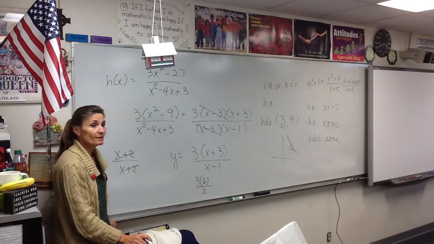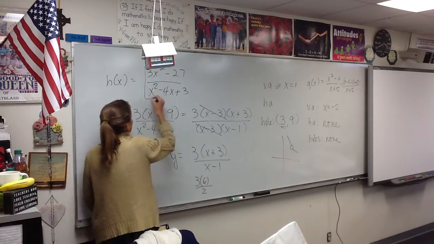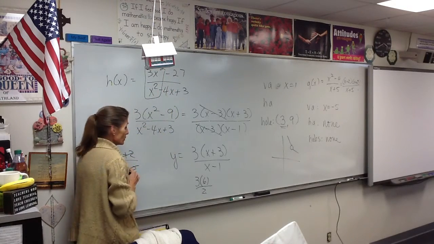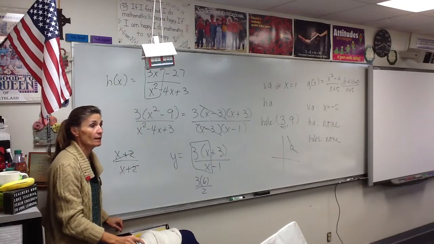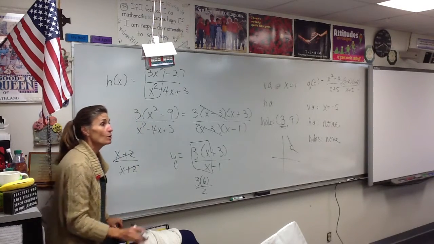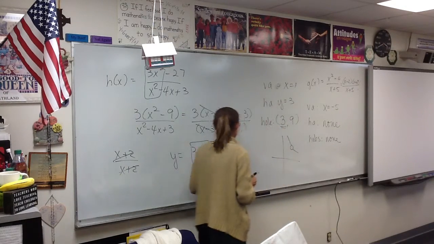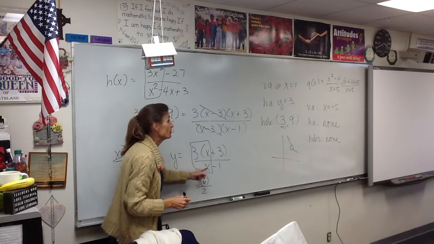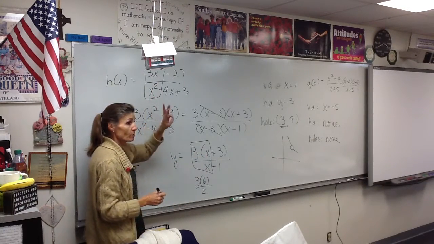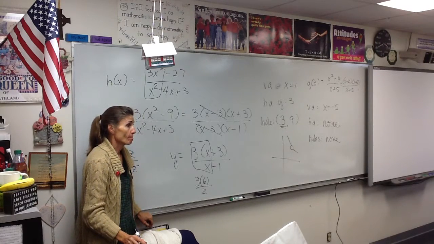Now what about a horizontal asymptote? You can either look at the original problem, or you can look here. Either way, where is your horizontal asymptote going to be? Y equals 3. The powers match, you guys. So it's just 3x over x, 3. Or 3x squared over x squared, 3. You okay with that?